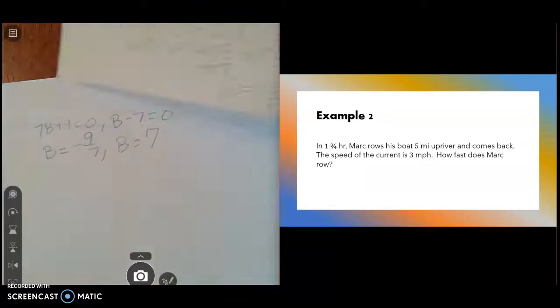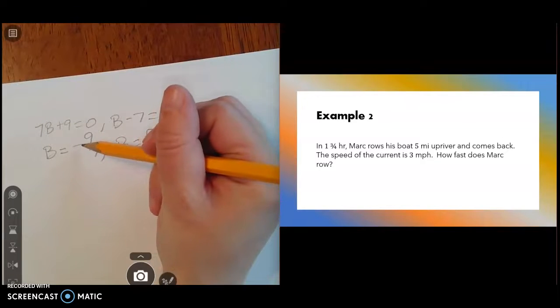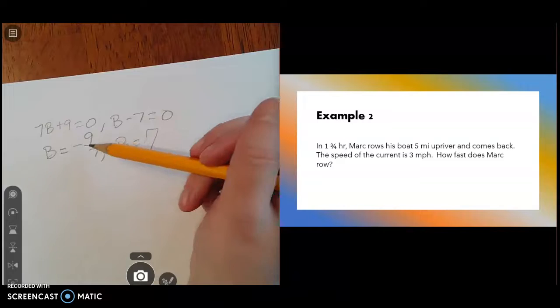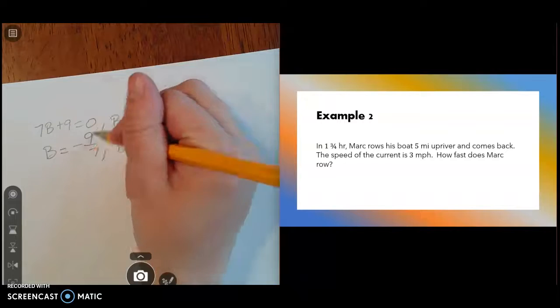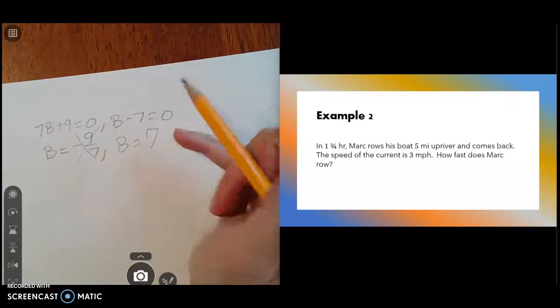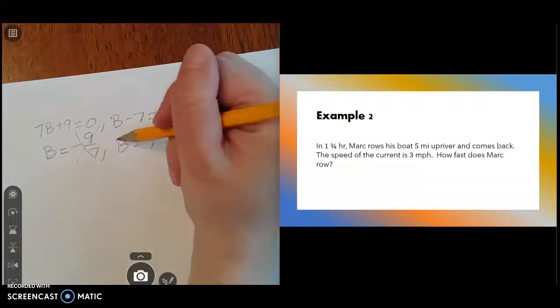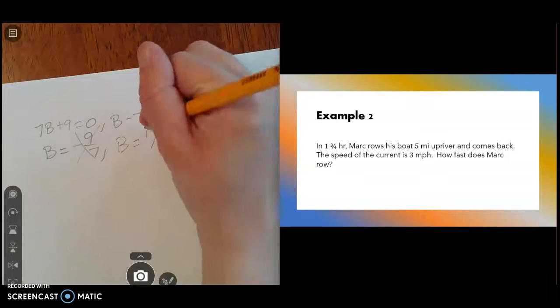You always need to, with word problems especially, go back to the context of the problem. Does it make sense to have a negative value for the speed of Mark's boat? No, it doesn't, because that would mean that he was going backwards. And he apparently makes the trip. So he's not going backwards. That doesn't make sense. Okay, but 7 miles an hour, that does make sense. That's a positive value, and it's bigger than the current, which is good. So 7 miles per hour is our answer for this one.